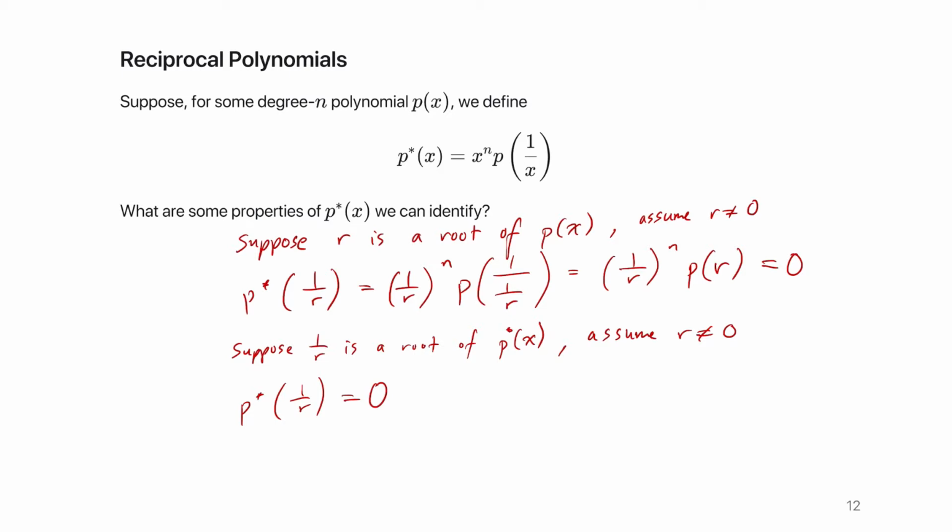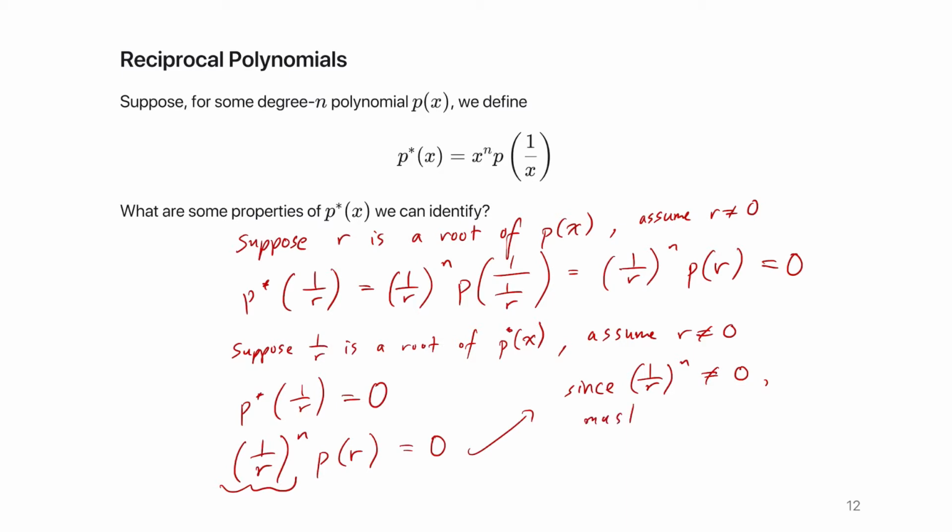Well, what does this mean? It means we're looking at 1 over R to the n times P of R is 0. But we assumed R was non-zero, so this term cannot be 0. Okay? And so since 1 over R to the n is never equal to 0, we must have P of R equal to 0, i.e. R is a root of P of x.